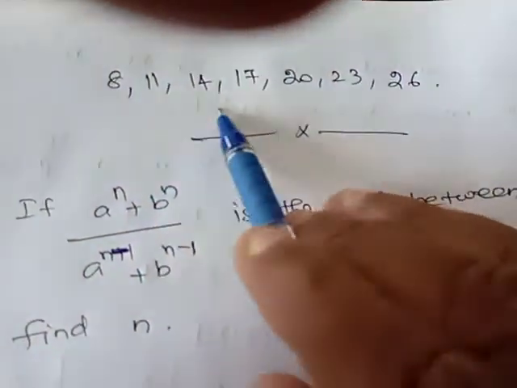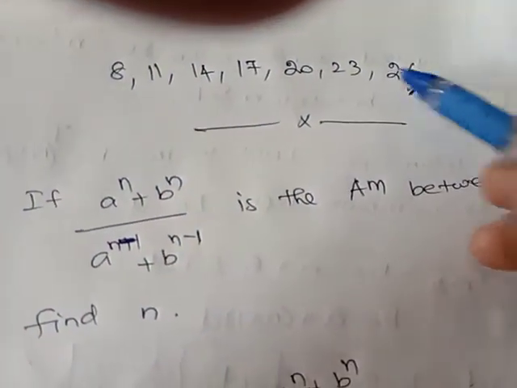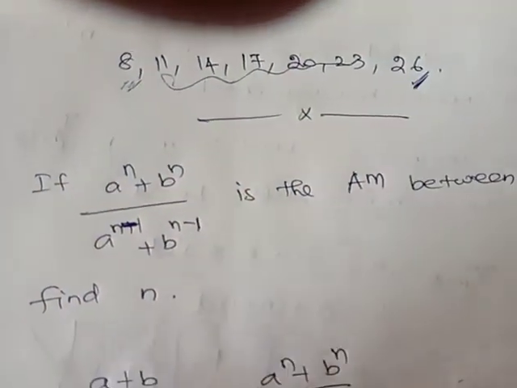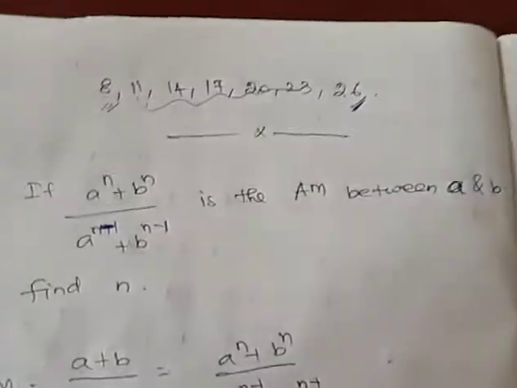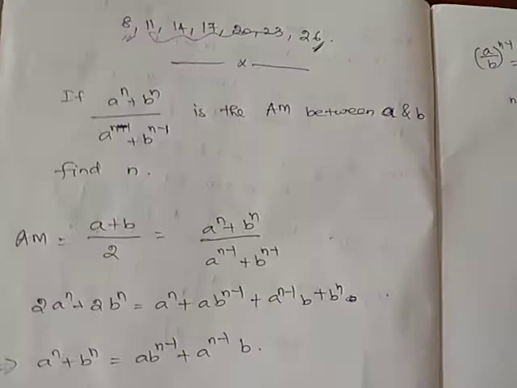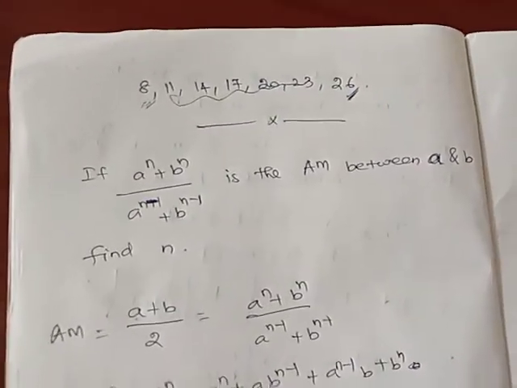Now when we write like this, we are getting the last term as 26, first term as 8, and we have inserted 5 arithmetic means between them. I hope you can understand this problem if you know how to calculate the value of the common difference.